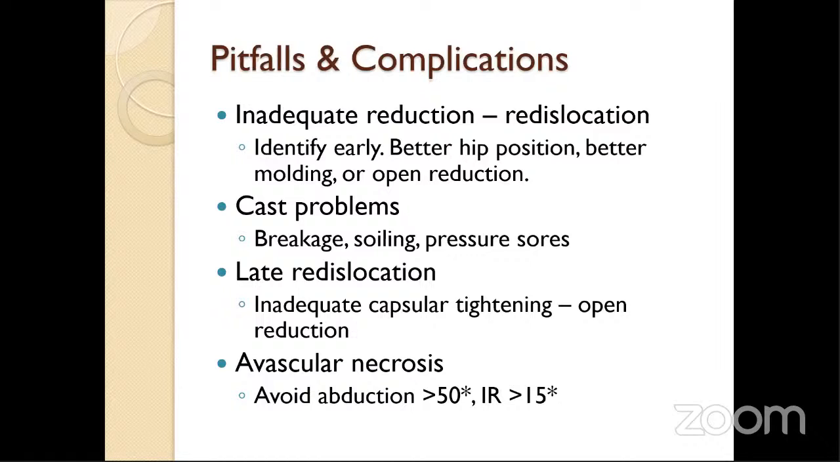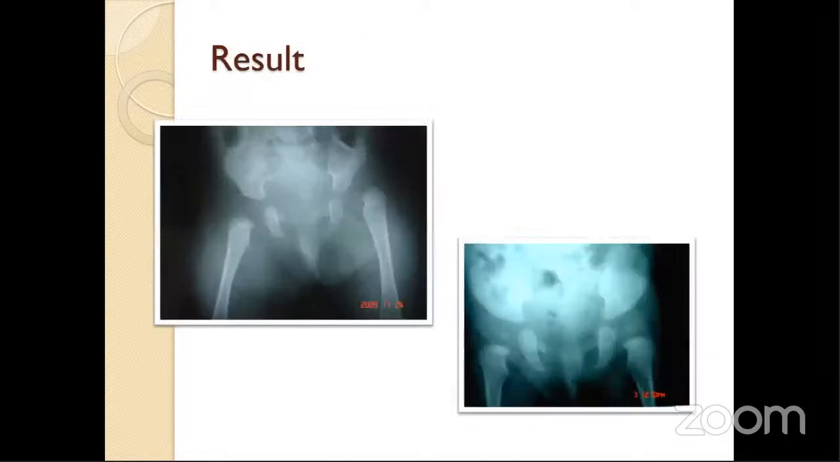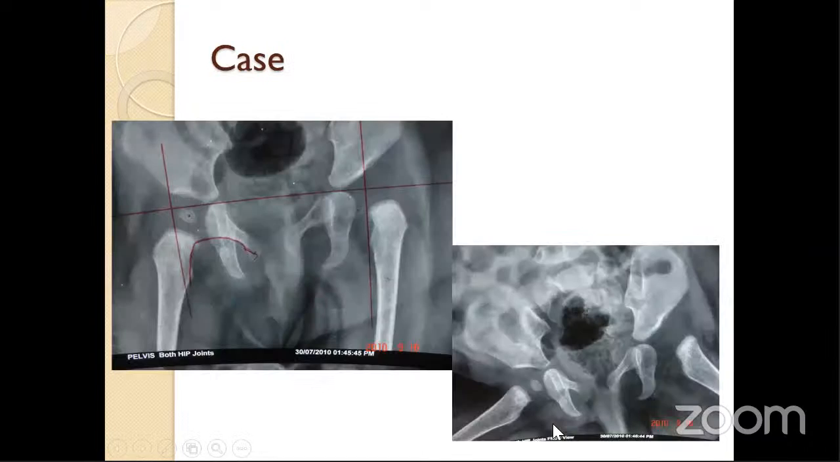AVN happens if you exceed abduction of 50 and internal rotation of over 15 degrees, typically in younger babies less than 6 months when the head is still soft, or with multiple forceful attempts at reduction. A few clinical examples: the left side congenital hip dislocation, the left side after reduction, you can see the appearance of ossific nucleus within the next 3 months, which suggests that there is no AVN.